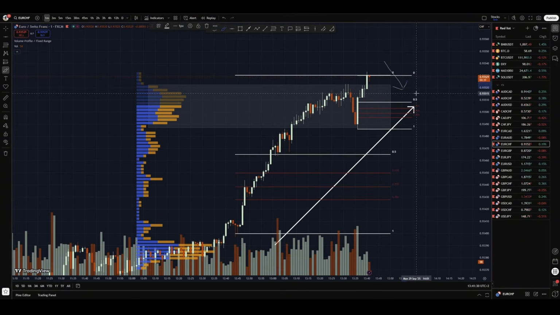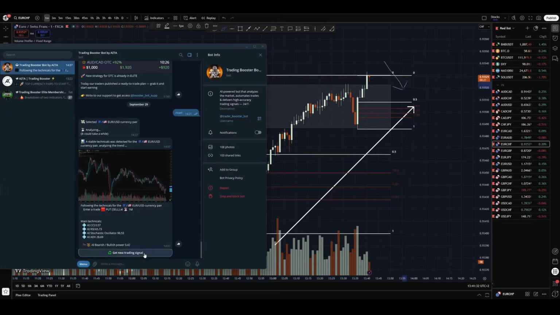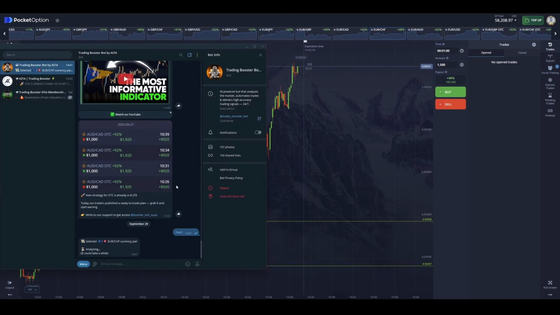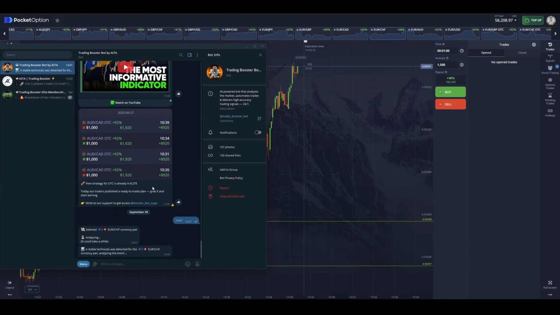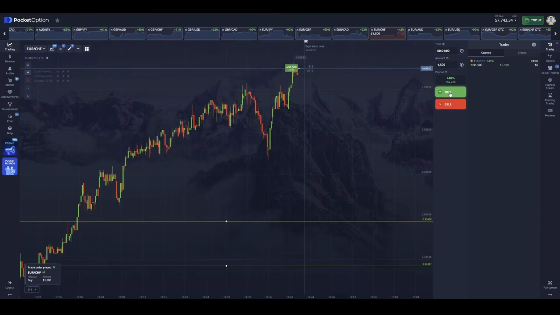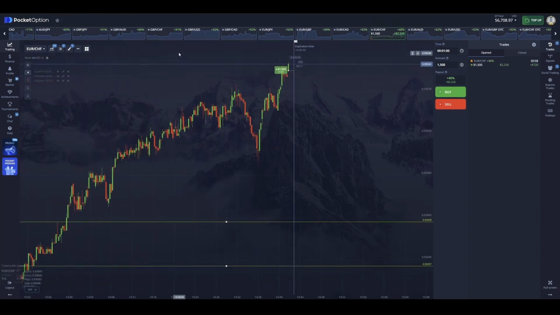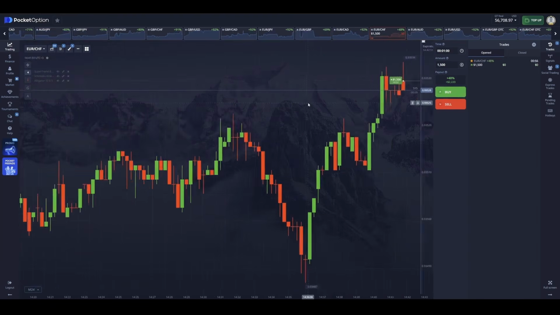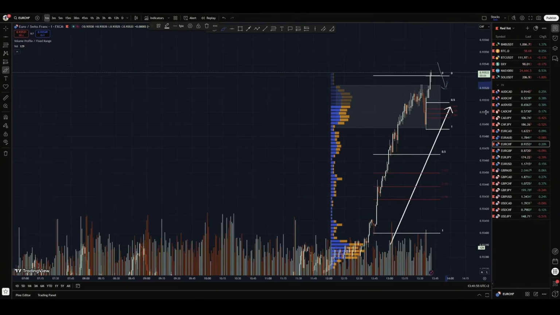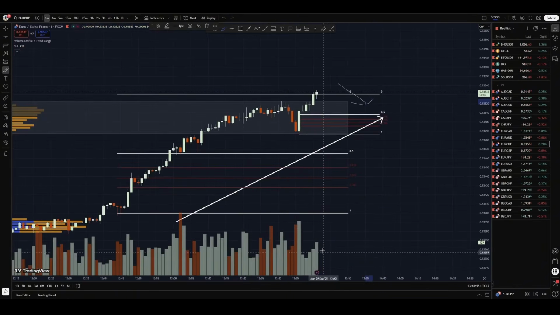Let's ask BoosterBot about the euro to Swiss franc. Where does it think the price will go? I'm choosing 1 minute. Remember, my forecast is for a sell. Let's see what BoosterBot gives us, and BoosterBot is giving a buy signal. Let's listen to the bot and open a buy trade. Why did it give me a buy signal? Honestly, I don't really get it. But if the volumes go up right now, then the price really could move upward.